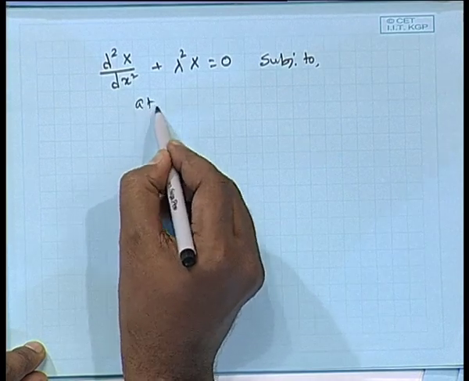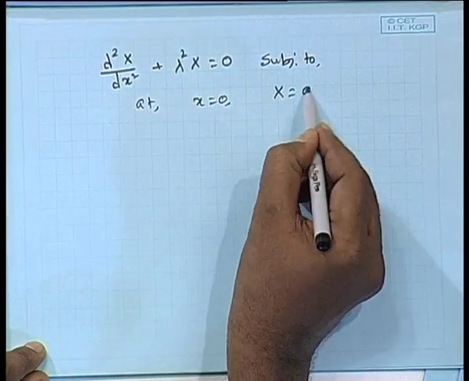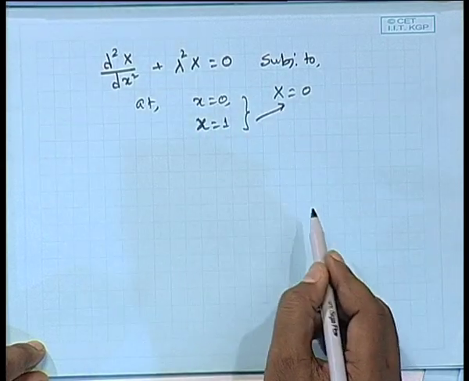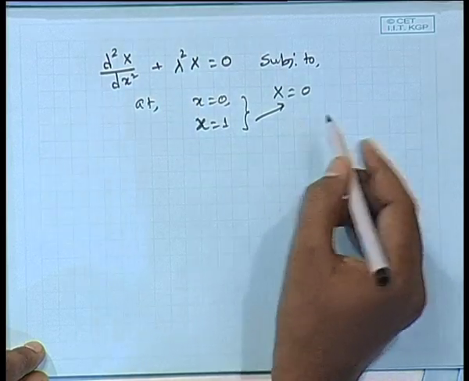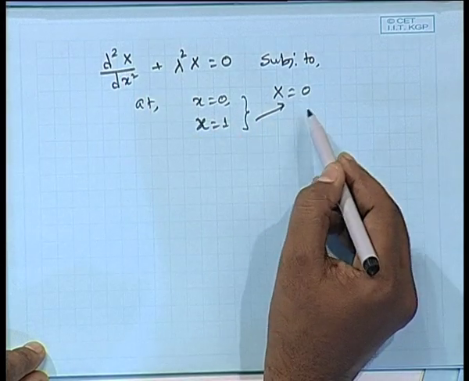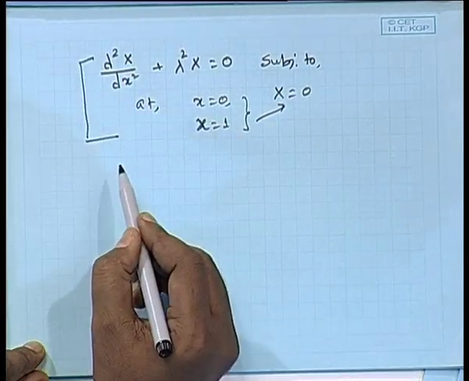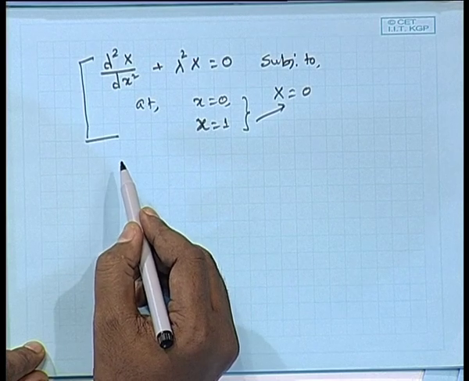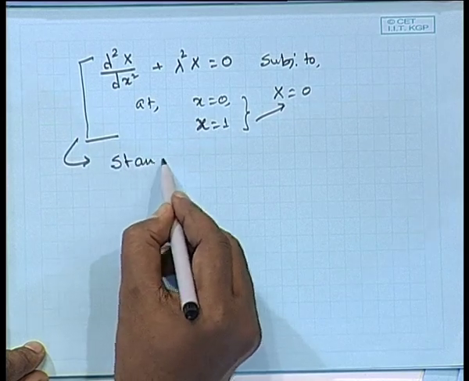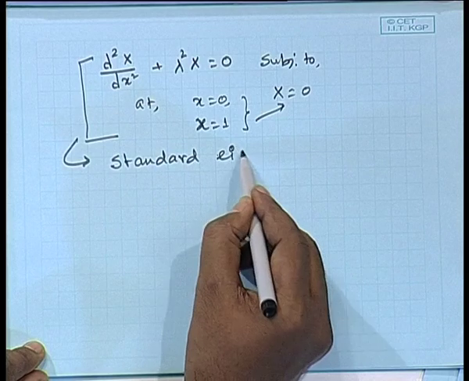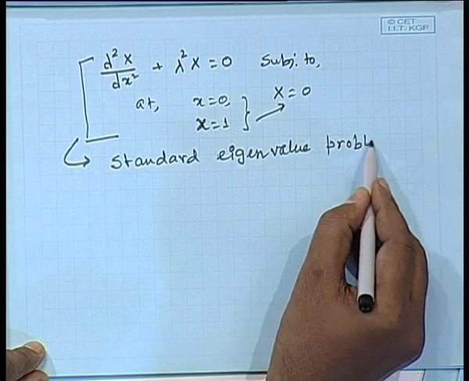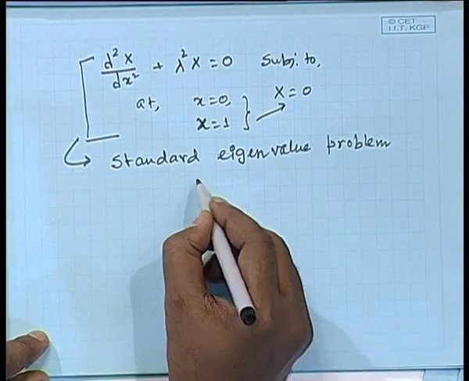That means at x equal to 0, your capital X was equal to 0, and at x equal to 1, the same boundary condition prevails. Now, you see, this becomes an ODE of this form with the homogeneous boundary condition. What this problem is called, that we have discussed in the last class. This is called a standard eigenvalue problem. This is in the same form as a standard eigenvalue problem, or the Sturm-Liouville problem.